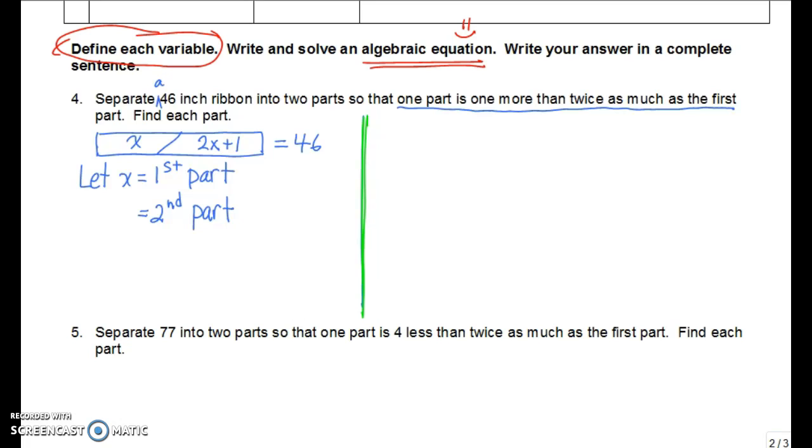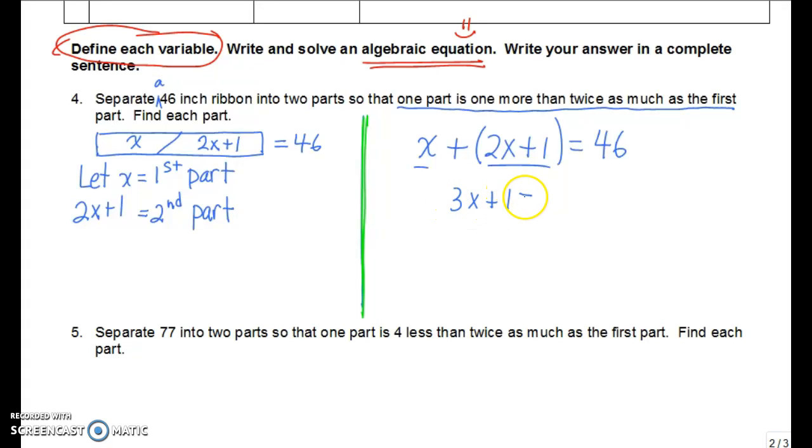Now when I put these 2 parts back together, oops, I didn't write this, 2x plus 1 in my let statement. When I put these 2 parts back together, I'm going to write my equation like this. X plus parentheses 2x plus 1 equals 46. And that parenthesis makes it easy for me to see that I've got 2 parts here. My next step is to combine like terms. 3x plus 1 equals 46. And you know how to solve this problem. So I'm just going to say, through the magic of math, x equals 15.